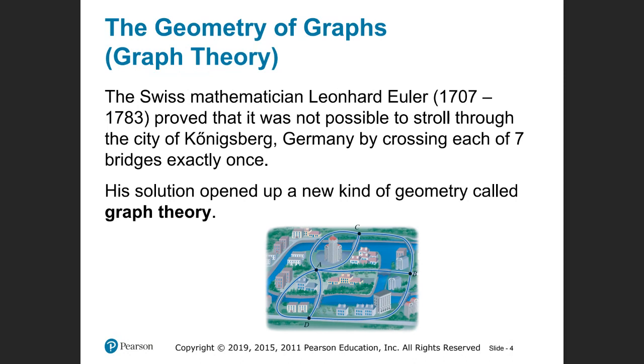The Swiss mathematician Leonhard Euler proved that it was not possible to stroll through the city of Königsberg, Germany, by crossing each of 7 bridges exactly once. His solution opened up a new kind of geometry called graph theory, and this little box below shows you a map of the city and the bridges.